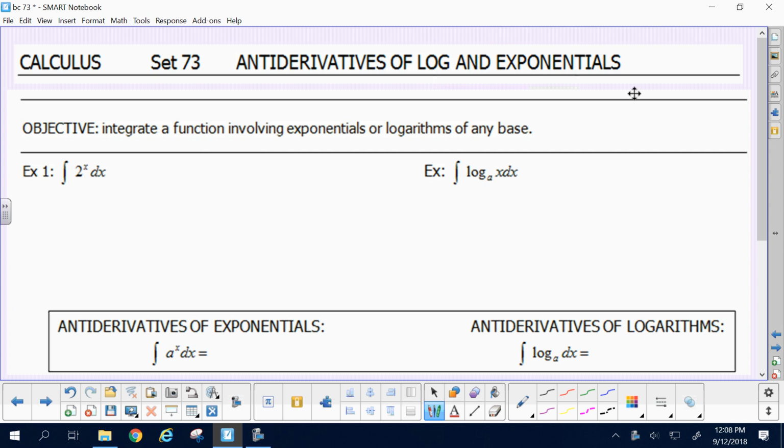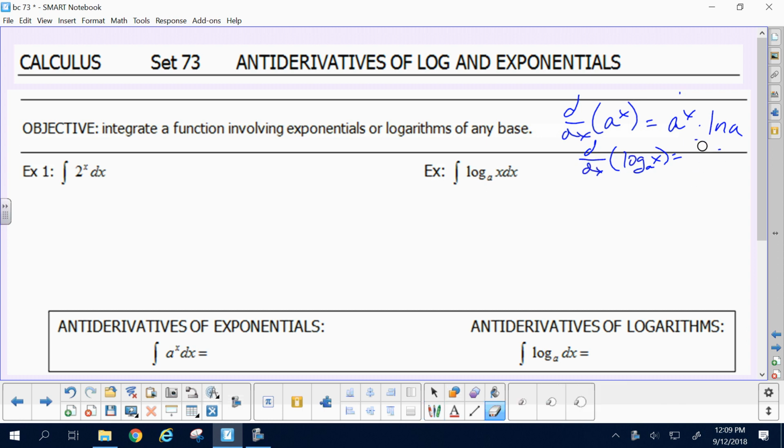Here we go. By way of review, we talked yesterday how the derivative of a to the x exponential is, oh sorry, I was thinking of the other one. My bad. A to the x natural log of a. That'll come in handy. What about the derivative of log base a of x? 1 over x natural log of a.